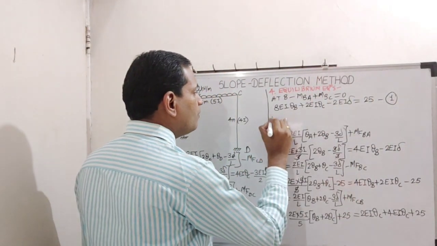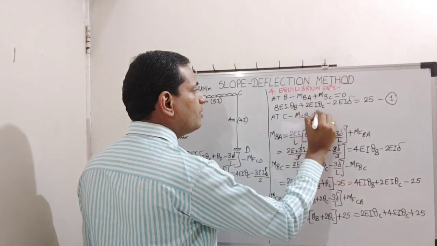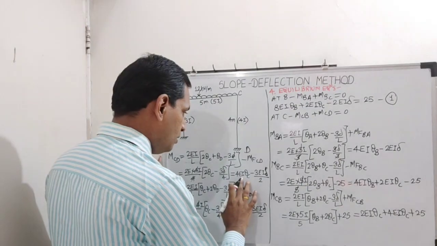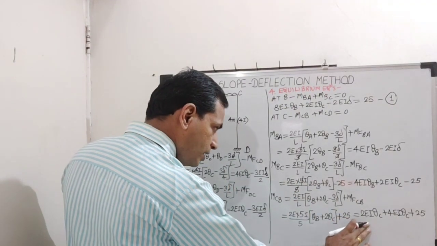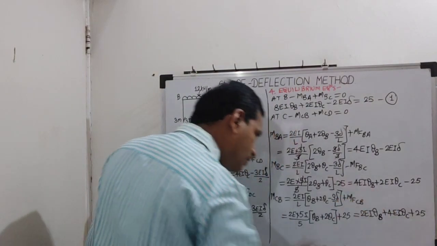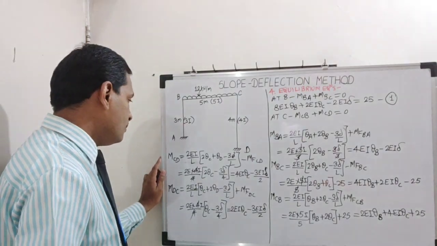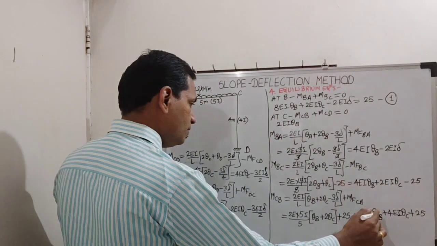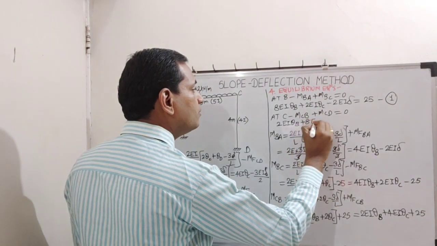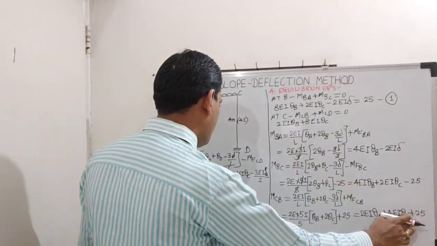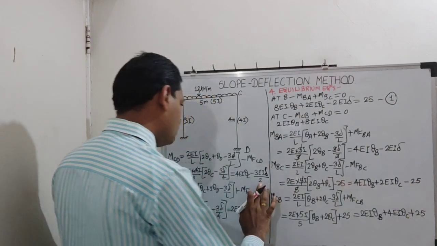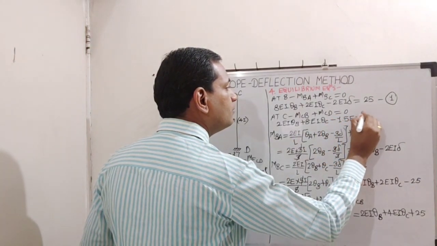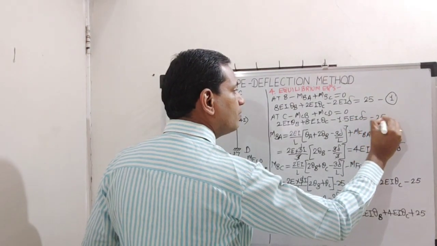Second condition of equilibrium will be on joint C. So MCB plus MCD is equal to 0. Now what is MCB? This equation. What is MCD? Here. So 2EI theta B plus this 4 and this 4, 8EI theta C, then plus 25. Before that, this term, 3 by 2, means minus 1.5EI delta, is equal to minus 25. So this is equation 2.